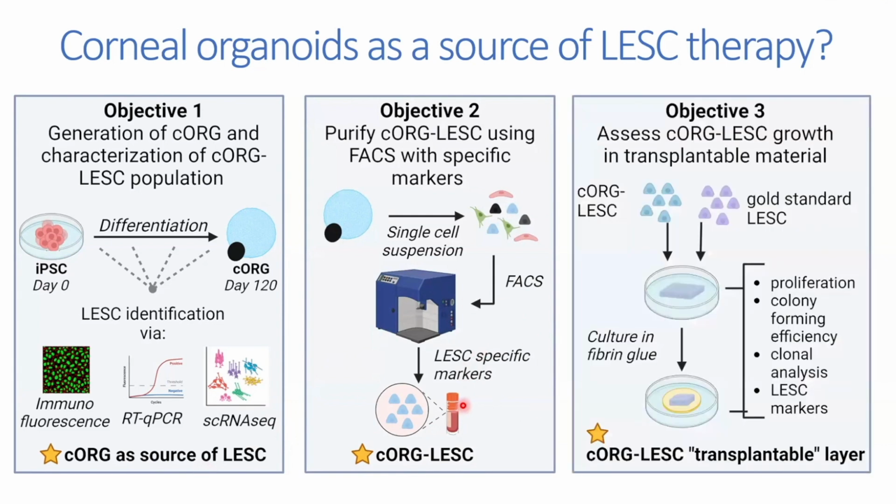And then in the third objective, we're going to put them into this transplantable scaffold that is used routinely for cornea transplantations, cornea stem cell transplantations. We'll do a battery of tests to really see how they grow, if they grow at all, and if they have the right markers. And if all this works out, then we have proof of concept that these cells can be transplantable, or at least have the potential to be used for this kind of therapy.